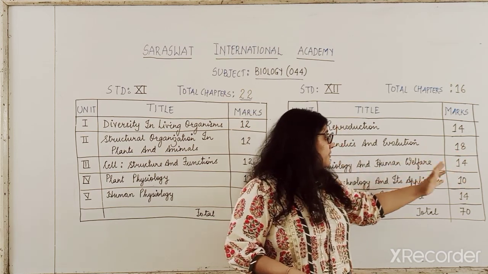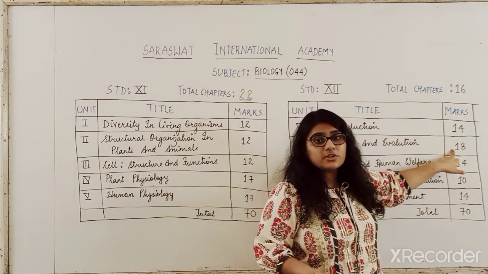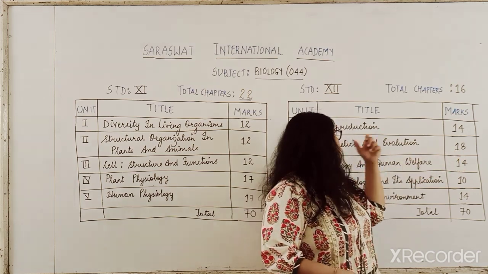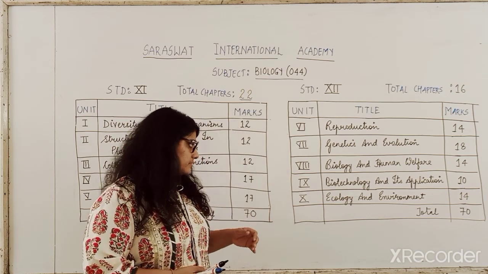So the maximum weightage, as you can see, is given to this unit, that is unit number 7, called genetics and evolution.